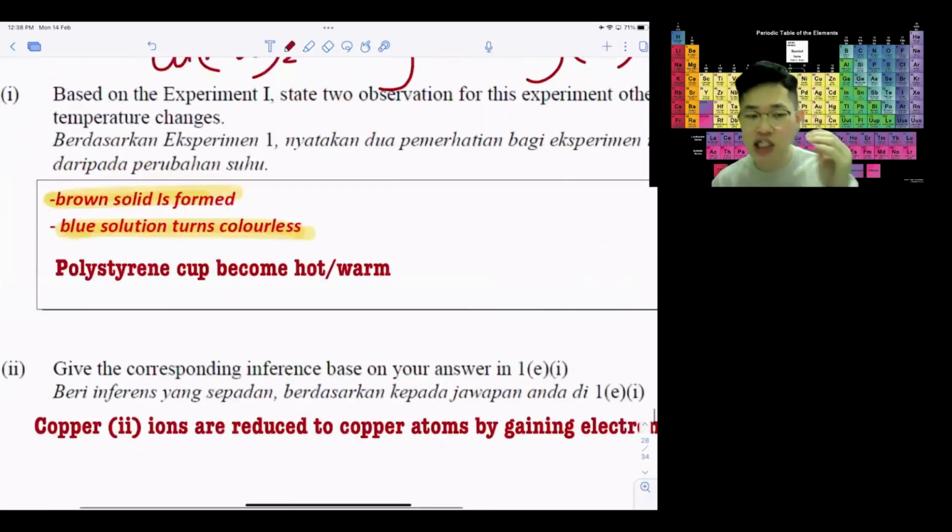So observation is not just what you see. It can be what you feel also. When you touch it with a hand, you can feel hot. Okay.